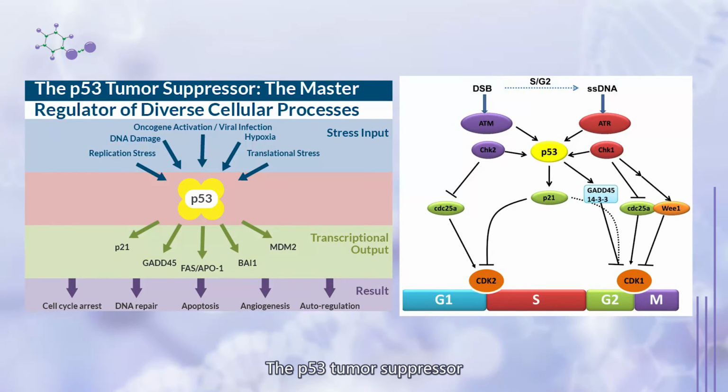The protein 53 tumor suppressor is the master regulator of diverse cellular processes. Stress input, such as DNA damage, hypoxia, replication and translational stress, oncogene activation, viral infection, and so on, can activate protein 53 expression and cause transcriptional output, which results in cell cycle arrest, DNA repair, apoptosis, angiogenesis, and autoregulation.